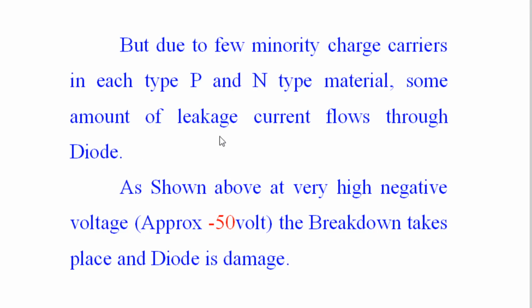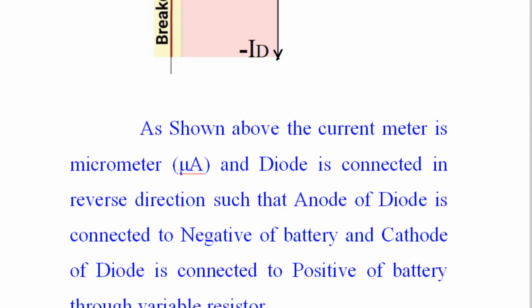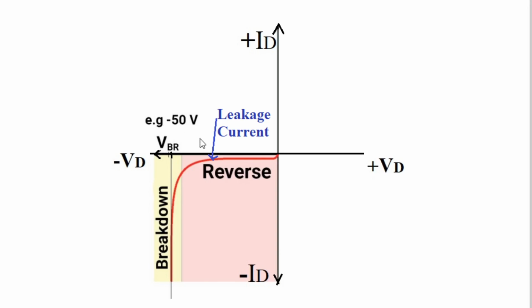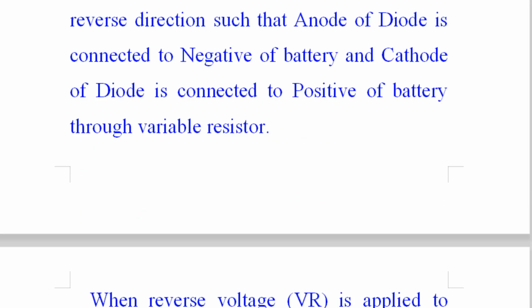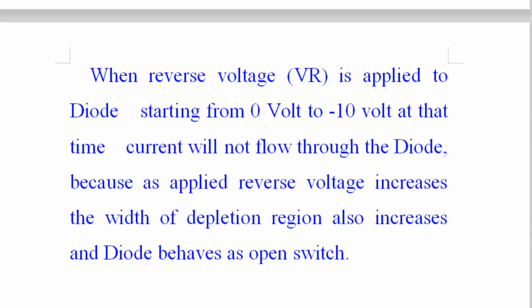So some amount of leakage current flows through the diode. As shown above, at very high reverse voltage, approximately minus 50 volt, the breakdown occurs and the diode gets damaged. And in this way, the diode is normally not operated.